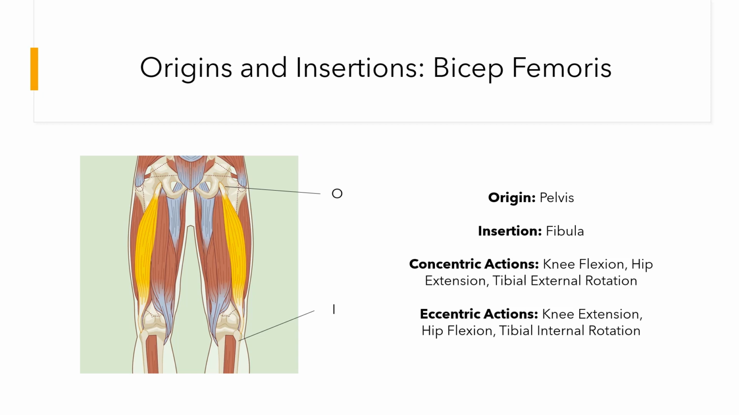So if you think of a Romanian deadlift or a good morning where you've got a hip hinge, you're going to create flexion at the knee, but you're also going to create extension at the hip on the way up, and then you're going to get tibial external rotation a little bit at the same time.